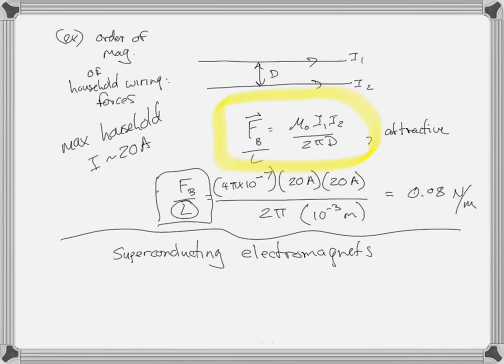Okay, so that's force per unit length. I keep on thinking of force and force per unit length as the same thing, but they are not. Okay, so superconducting electromagnets. Get back to superconducting electromagnets.